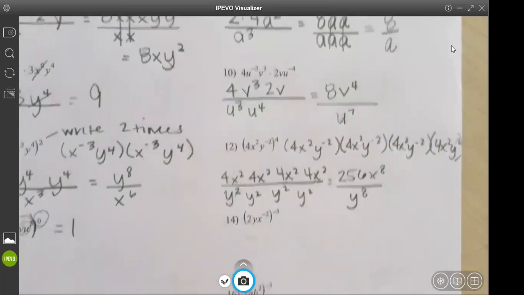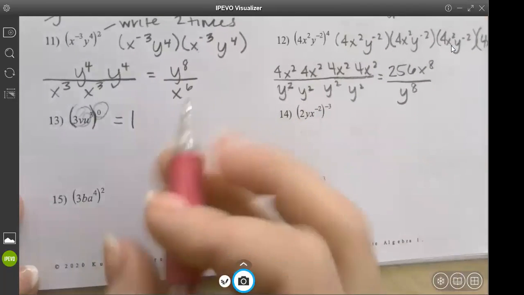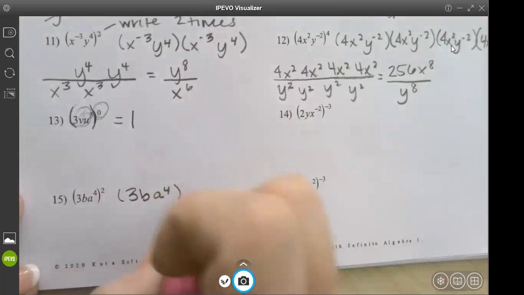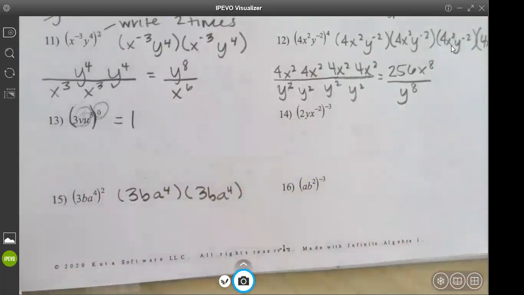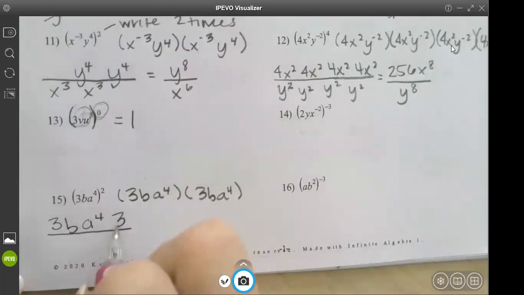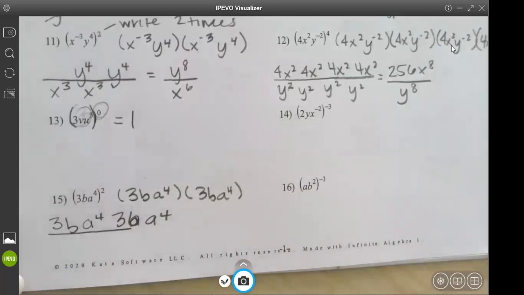I'm going to move down to 15 and I'll come back to 14 and 16, okay? 15 says write it twice. So 3BA to the 4th, 3BA to the 4th. Draw your bar. 3 and B stay on top. A to the 4th stays on the top. There are no negatives. B, A to the 4th.